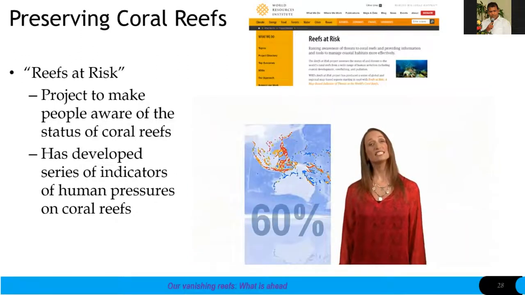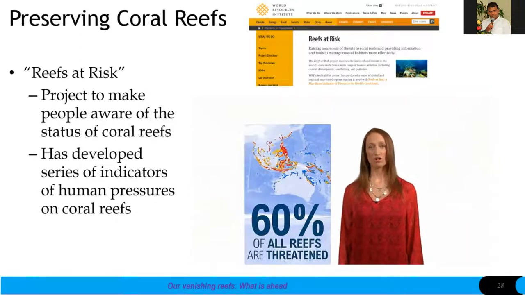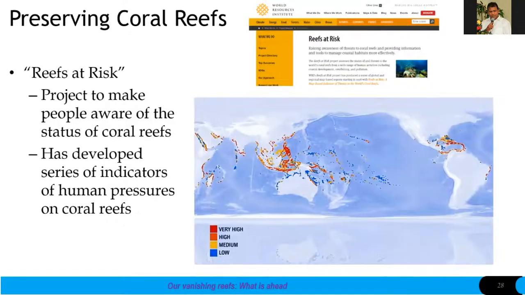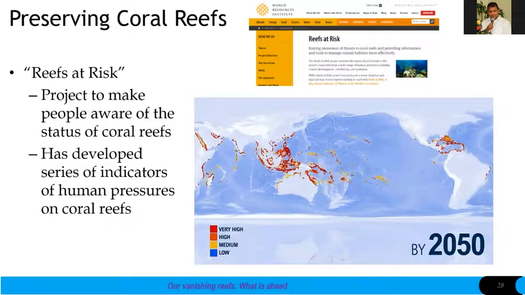At present, 60% of all reefs on the planet are already threatened by local activities, namely overfishing and pollution. Unless we can slow climate change and reduce overfishing and pollution, by 2030, 90% of coral reefs will be threatened. By 2050, virtually all reefs will be threatened.